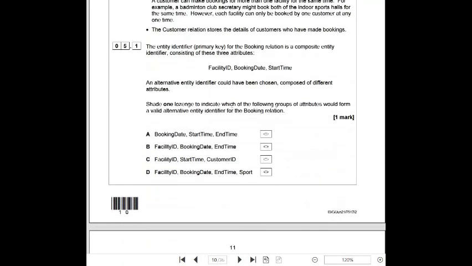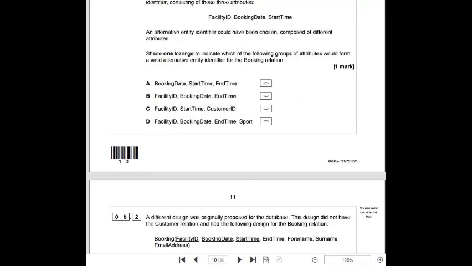So the entity identifier, that's the primary key for the booking relation, is a composite entity identifier consisting of 3 attributes. We have got an alternative identifier that could be chosen, composed of different attributes. So we need to shade one lozenge to indicate which of the following groups of attributes will form a valid alternative entity identifier for the booking relation.